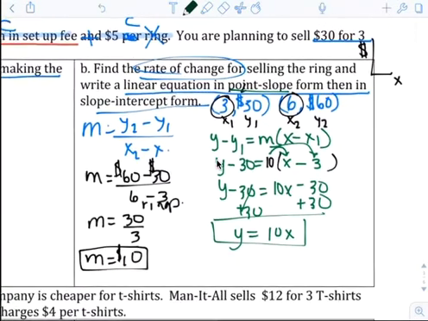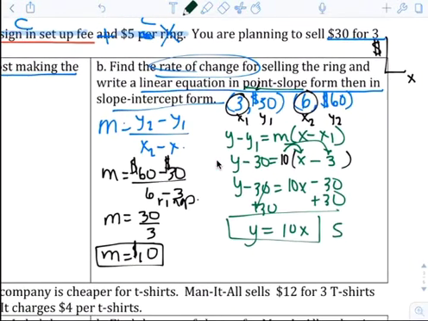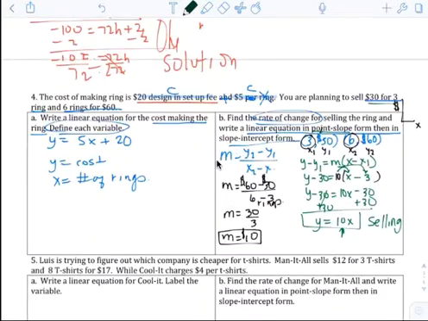So this is for selling, how much you're going to make. You're going to sell each ring for $10 each, basically. Well, it makes sense: $30 for 3, $60 for 6, right?